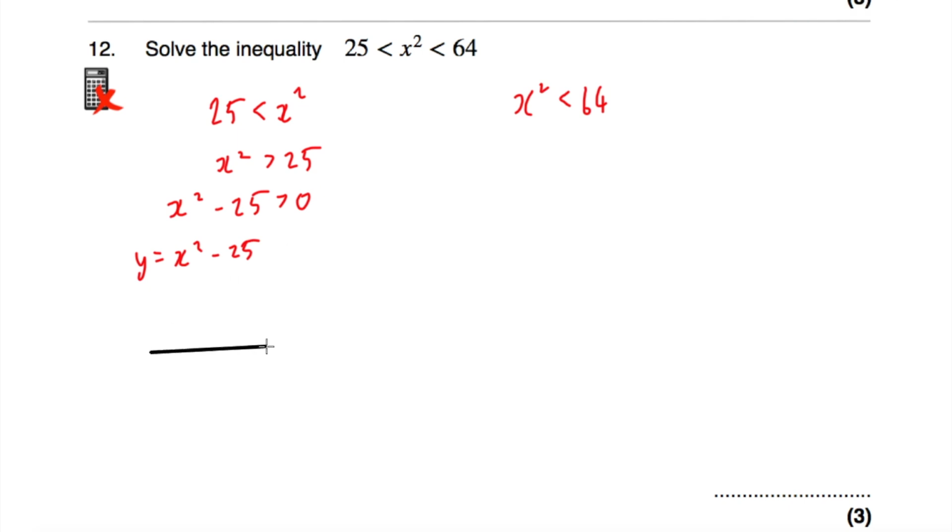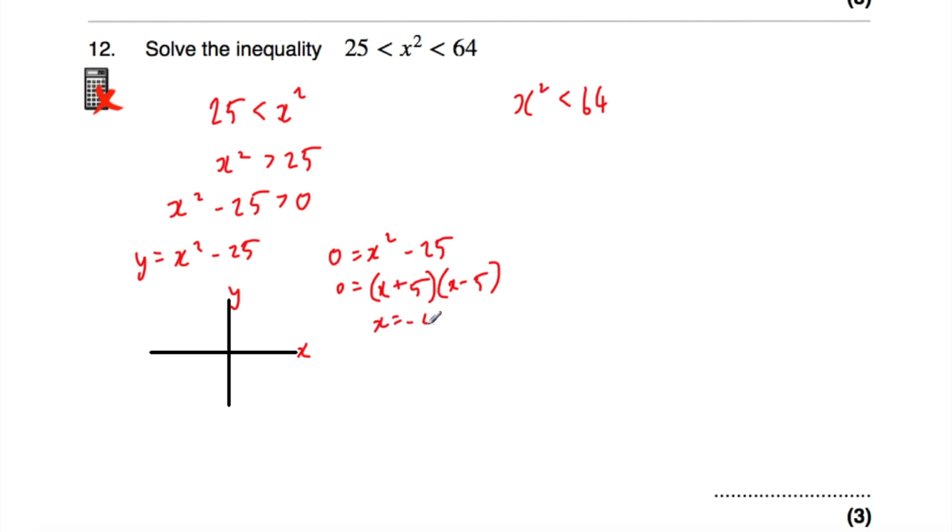So let's draw our x-axis and our y-axis, and then draw the graph of y equals x squared minus 25. We want to find where it crosses the x-axis, so we let y equal 0. We get 0 equals x squared minus 25. This factorizes: 0 equals bracket, bracket. It's the difference between two squares, so we've got an x and an x, a 5 and a 5, one with a plus sign and one with a minus sign. So our two solutions will be x equals negative 5 or x equals 5. This quadratic will cross the x-axis at negative 5 and 5, so it's going to look something like this.